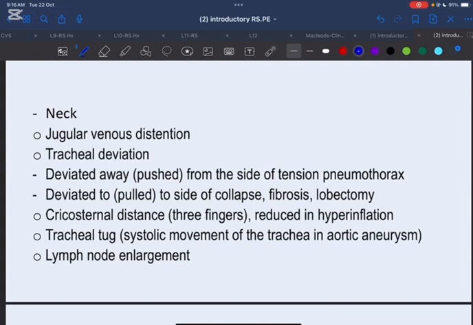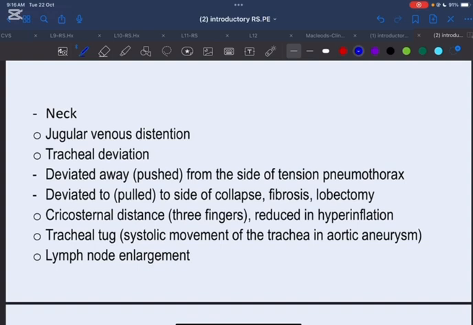Cricosternal distance, what do they call it? Tracheal tuck, usually between the cricoid and the sternum, the sternal angle. Ideally 3 fingers and above. If it's less than that, it means the lungs are hyperinflated. Okay, it's quite useful in emphysema.